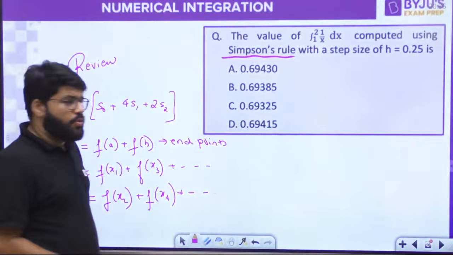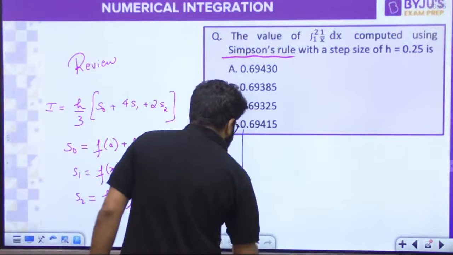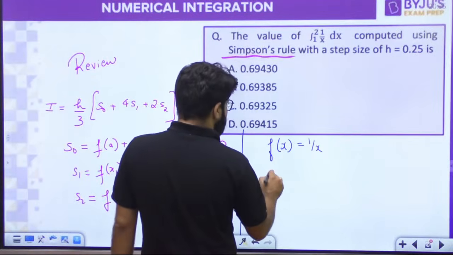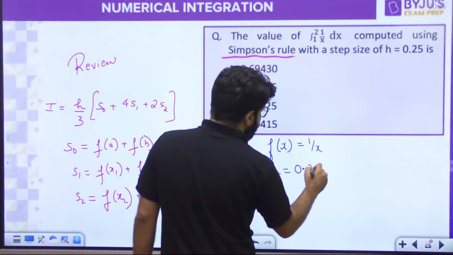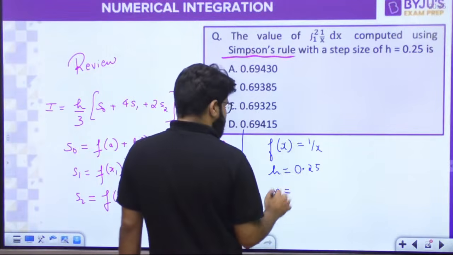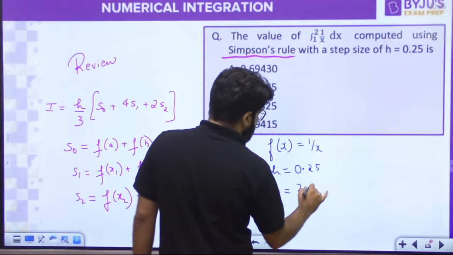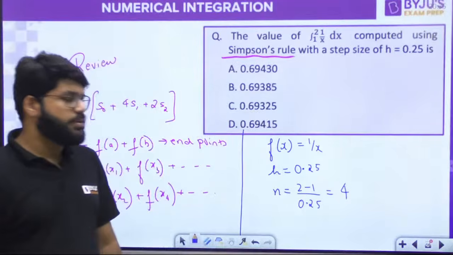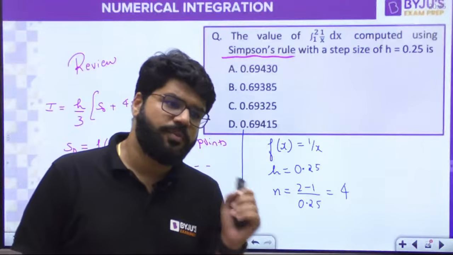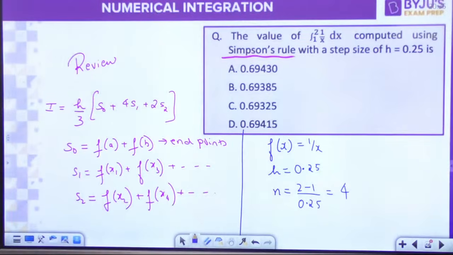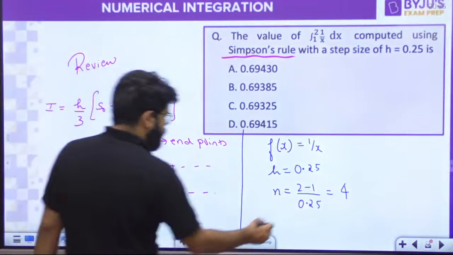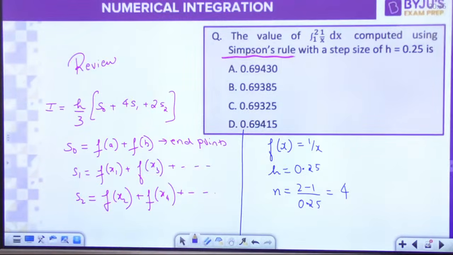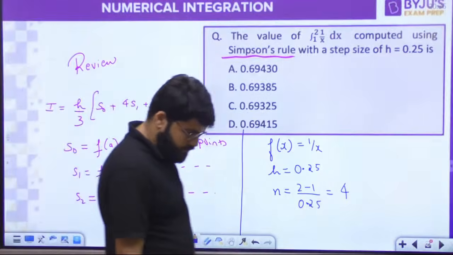Chalo. So let us look into the statistics of this question. The function f(x) is 1 by x. What is the step size? h is equal to 0.25. So how many intervals? 1 से लेके 2 जाना है 0.25 के step में. Number of intervals will be 4: 2 minus 1 divided by 0.25 is equal to 4. So the number of subintervals will be 4 and that should always be even for Simpson's rule. Chalo. Fantastic.